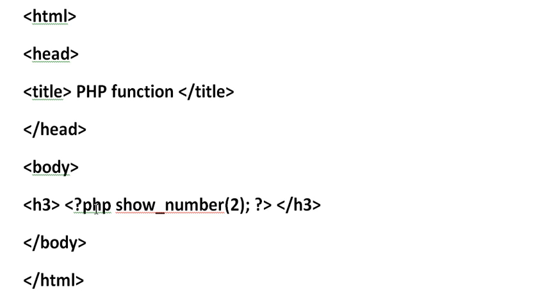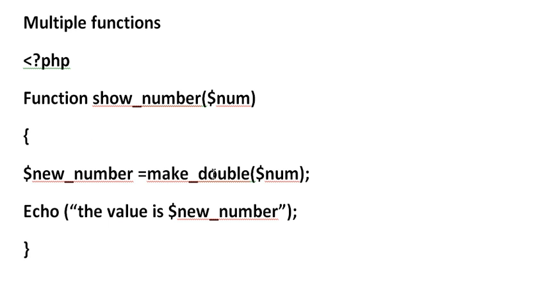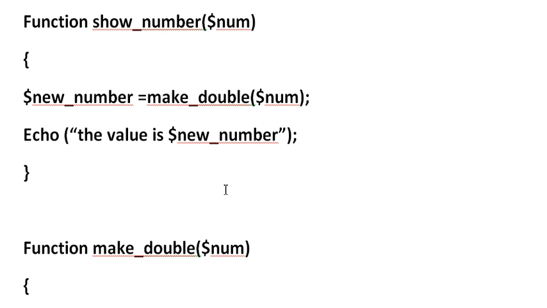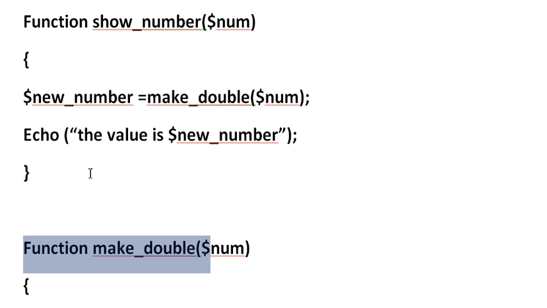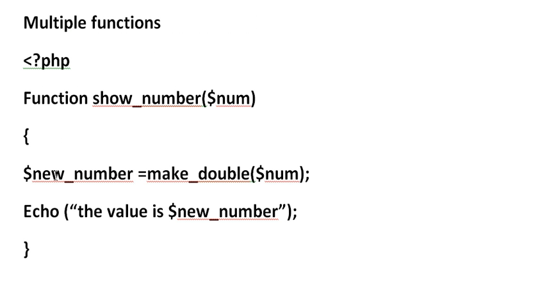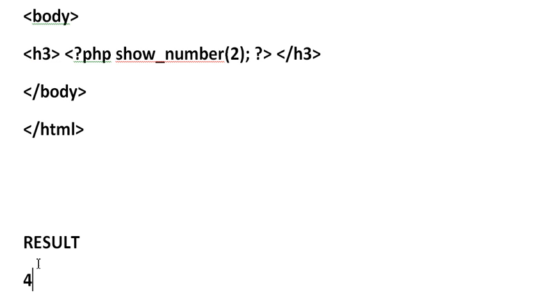Once we do that, it's going to pass number 2 to show number, and show number takes that number and passes it on to the make double function. It comes to this function here, and this function takes that number and adds it to itself and then returns it back to show number, which then assigns it into new number. So 2 goes in here, 2 plus 2 is 4, so 4 goes into new number, and then finally it will echo the value is 4. So the result is 4. That will be the output.